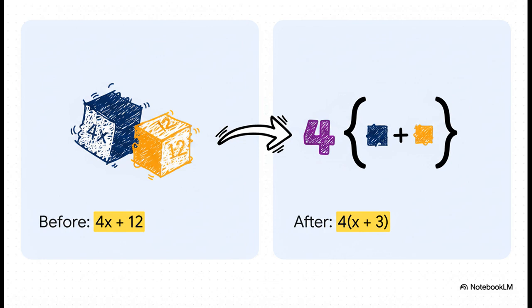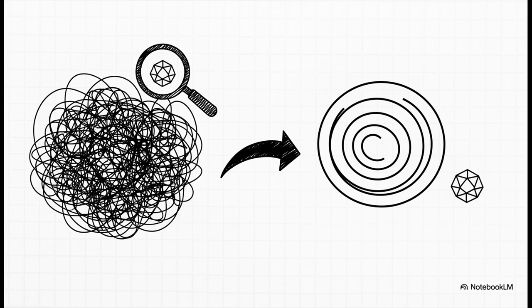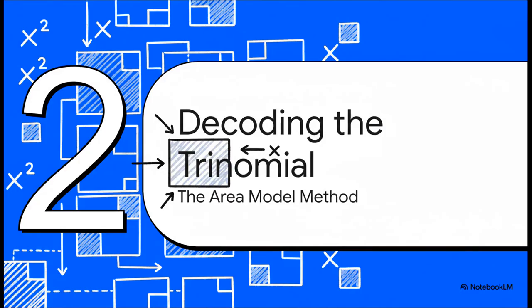That's simplification. I'm going to say this again because it is that important. Always, always, always check for a GCF first. Seriously, pulling it out just makes the rest of the problem so much easier to solve. It's like clearing all the junk off your desk before you start the real work. All right, we've got our first tool sharpened and ready.